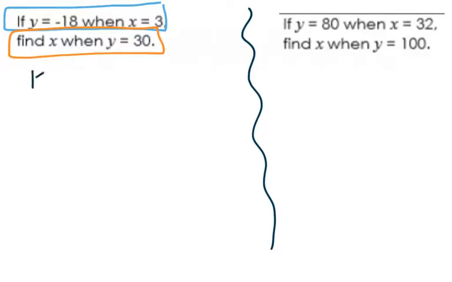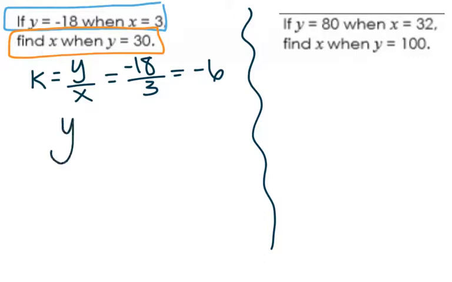Okay. So once again, first thing I need to do is find the k. So y is negative 18 when x is 3. Negative 18 divided by 3 is negative 6. Now I can write my direct variation equation. And I'm going to use the part in orange to figure out what I'm solving for. So I'm going to find x when y is 30.